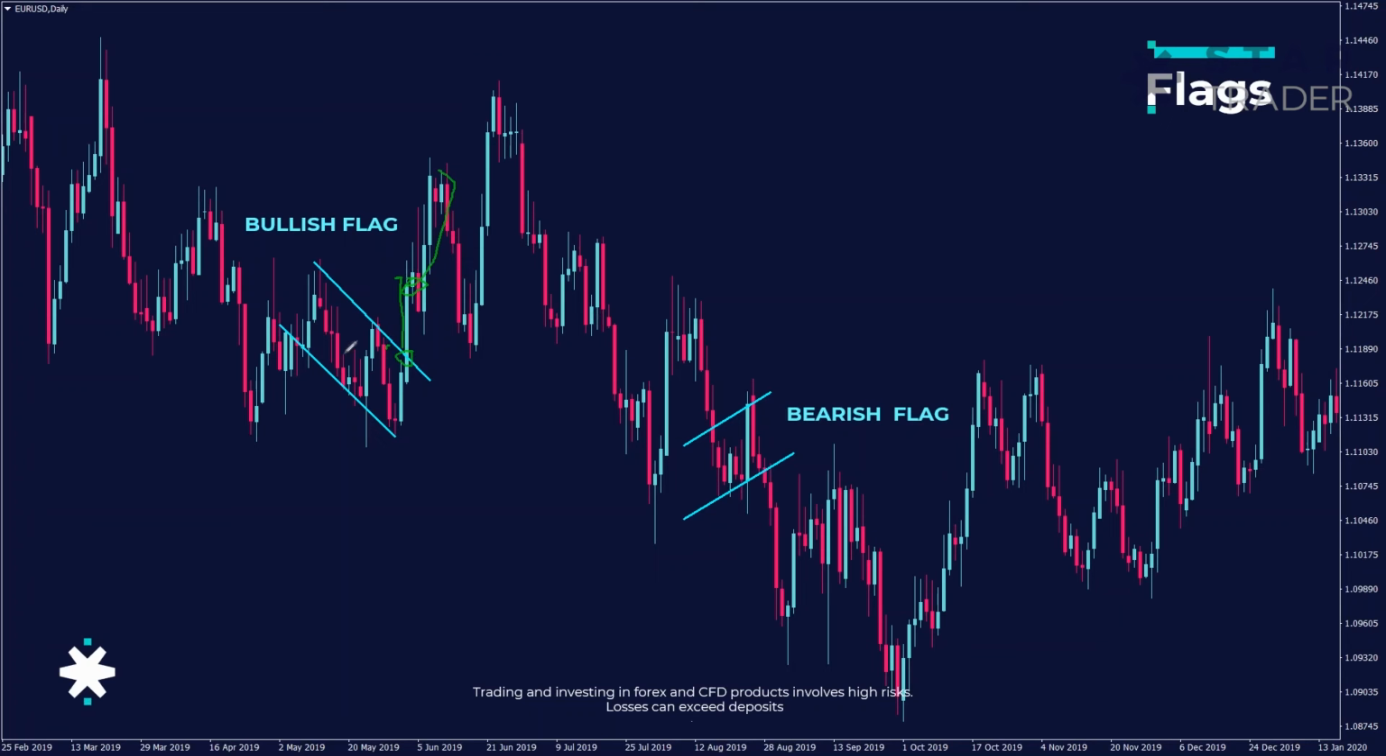While if I bought here, for example, and the flag just couldn't confirm and just went down, I will be losing. That's why for flags, we are always waiting until it confirms the breakout. Once it broke out of the flag and confirmed the trend, we can trade based on that.